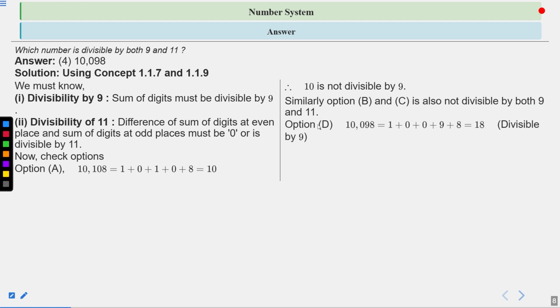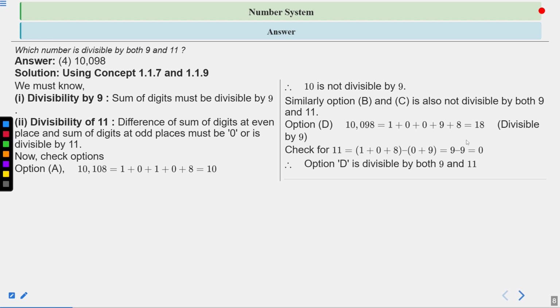Now we can see that option D is 10,098. When we add up the digits, we get 18, and it is divisible by 9. And when we check for 11, adding the digits at odd places and even places and taking the difference, we get 0. It means this number is divisible by 11. So option D is divisible by both 9 and 11. So the fourth one is the correct answer of this question.